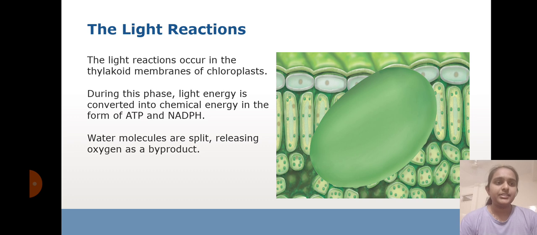The light reaction during photosynthesis. The light reaction occurs in the thylakoid membrane of chloroplast. During this phase, light energy is converted into chemical energy in the form of ATP and NADPH. Water molecules are split, releasing oxygen as a byproduct.